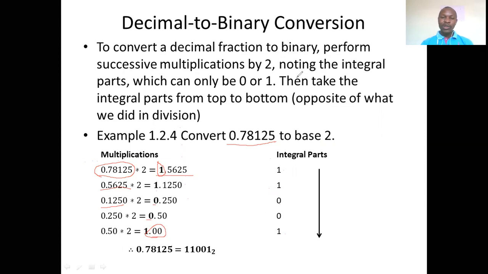Unlike what we did in the previous one, where we were taking the remainders from bottom to top, in this one, where we are doing the repeated multiplications, we will take the integral parts from top to bottom. So that means 0.78125 will be equivalent to 0.11001 to the base 2.